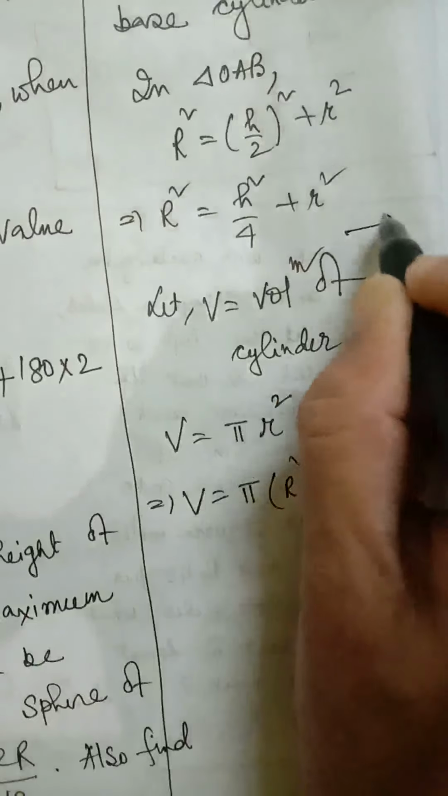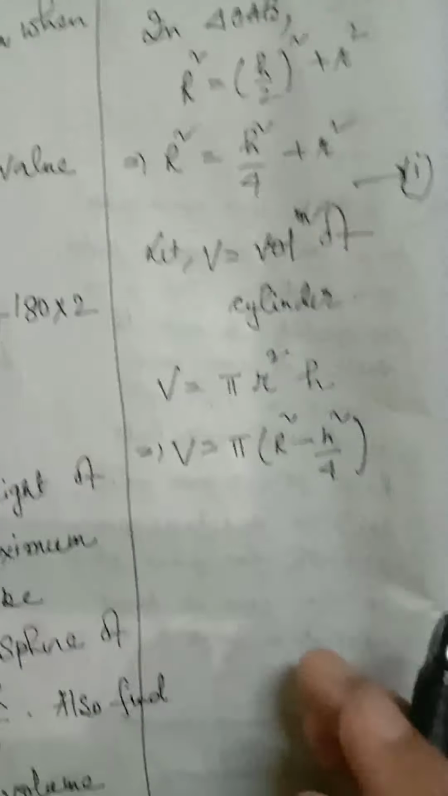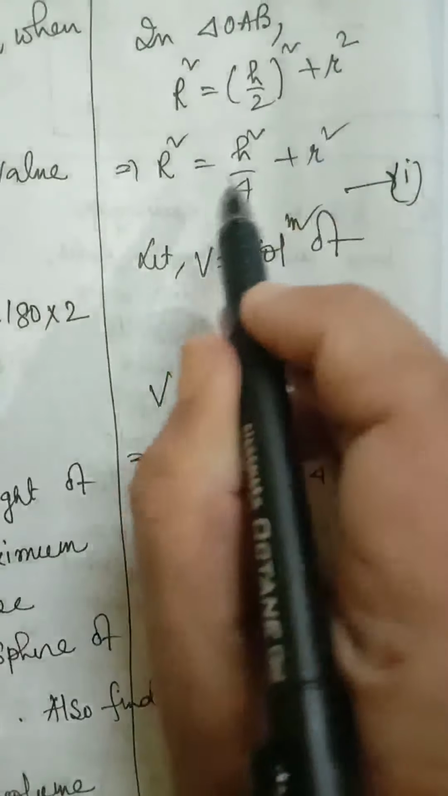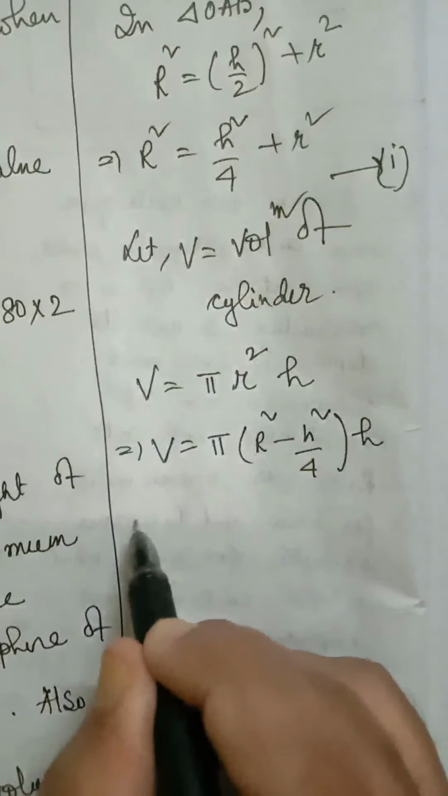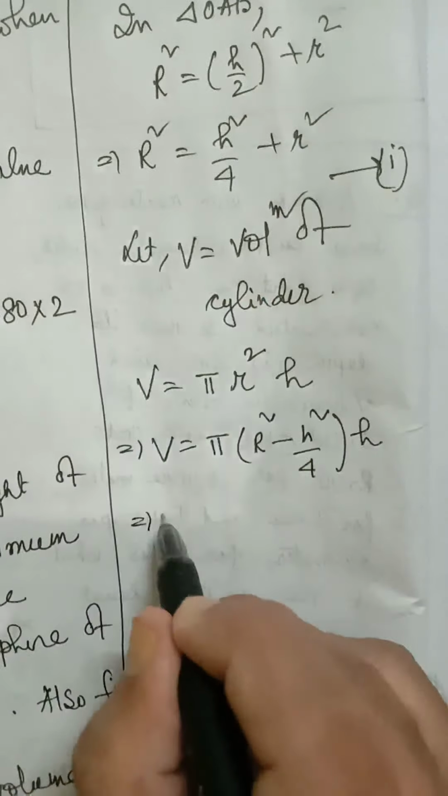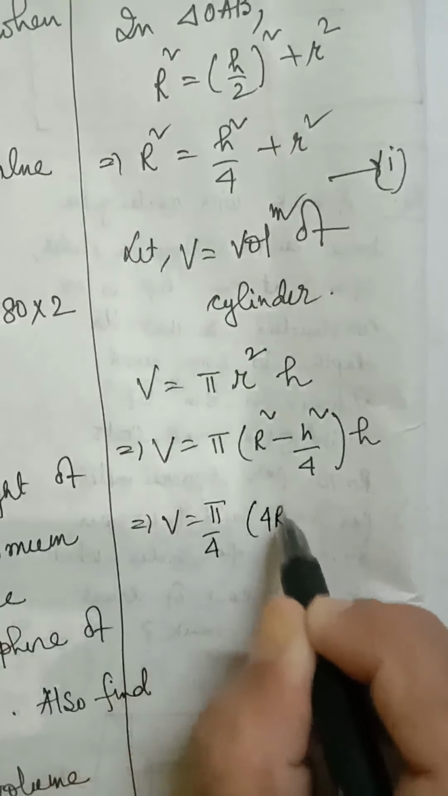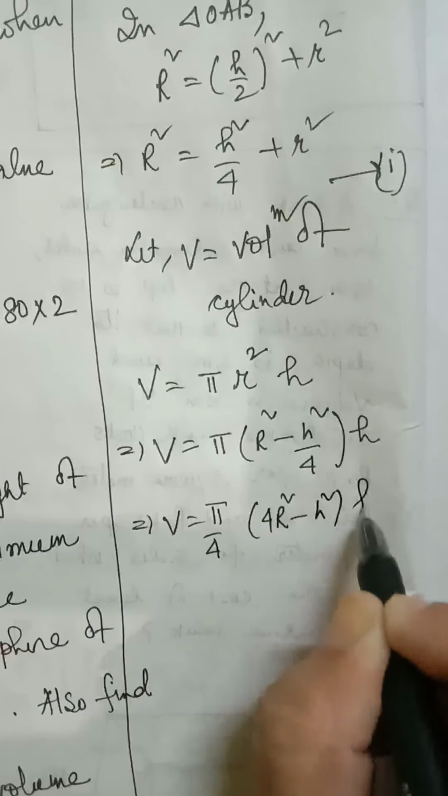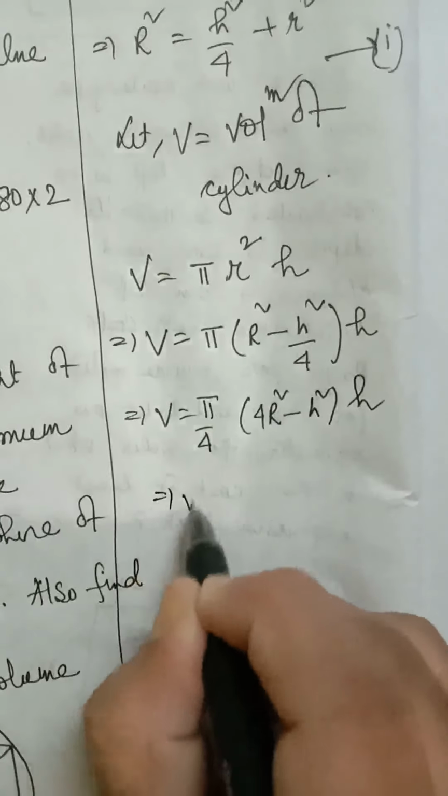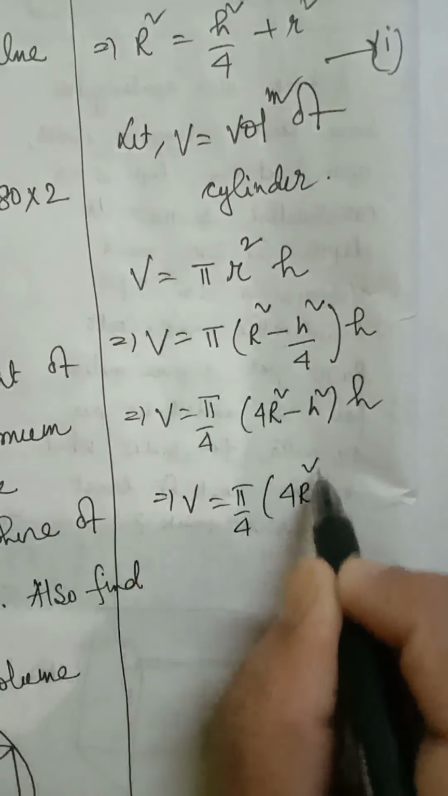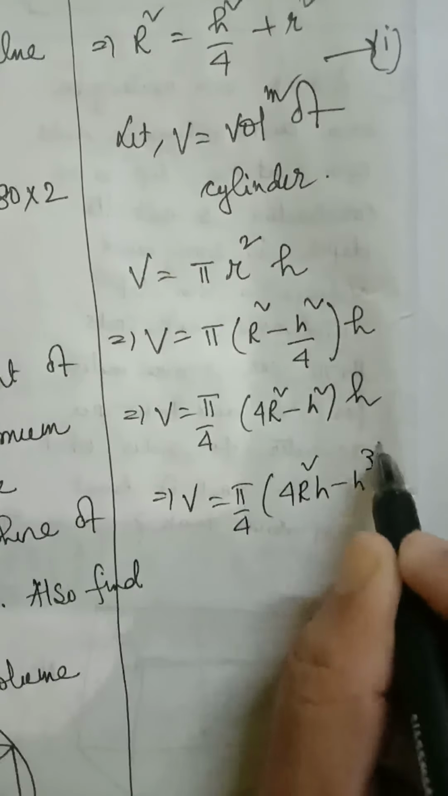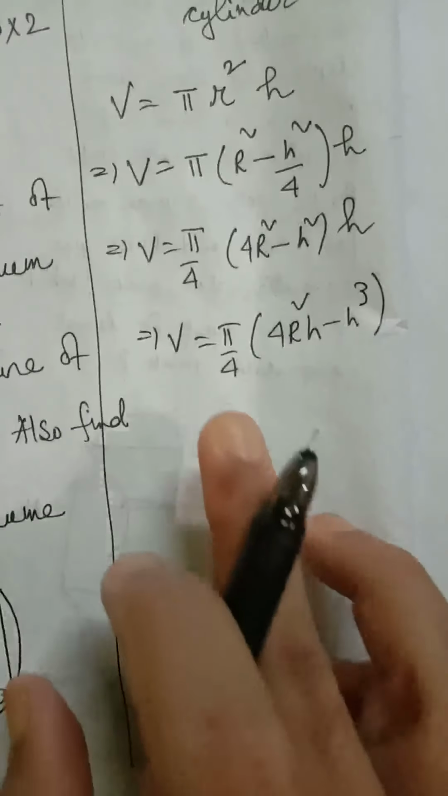Using this relation, we have replaced r square equal to this minus this into h. Now you can see the volume V is only in terms of h. So if we take LCM, 4 will be the LCM. It will be pi by 4 into 4r square minus h square into h, and V will be equal to pi by 4 into 4r square h minus h cube. This is our V in terms of one variable h.